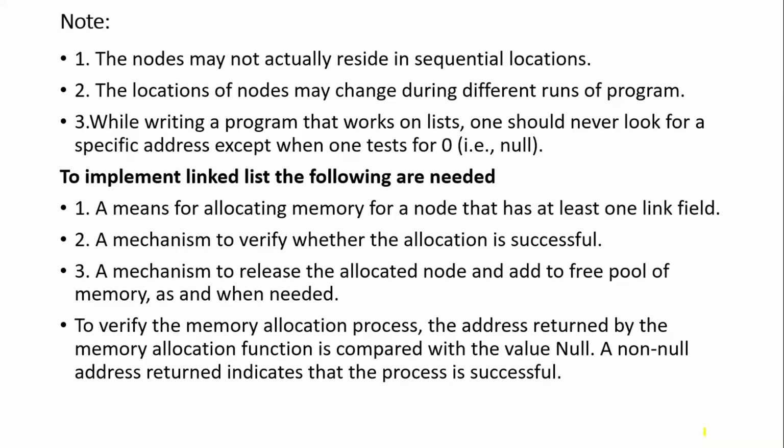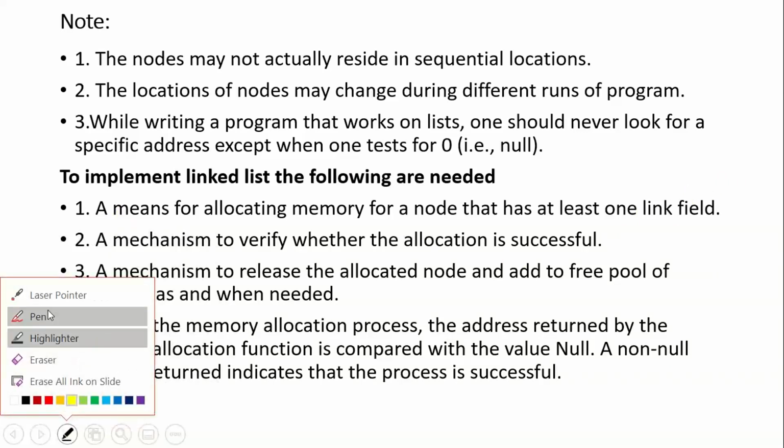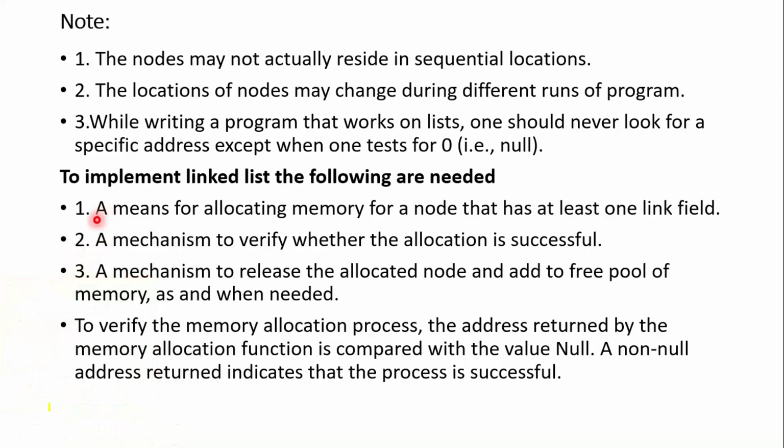Okay, to implement a linked list, the following are needed. What are they? A means for allocating memory for a node that has at least one link field. So, if you have a node, that node should have at least one link field. So, a node is a combination of data and links.